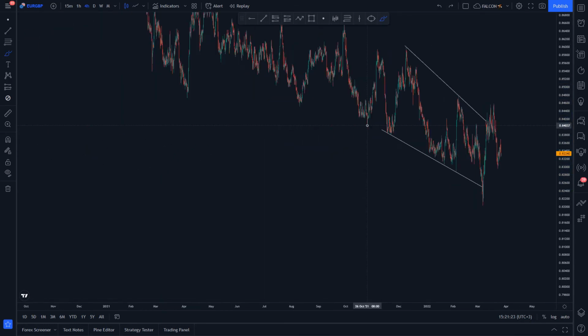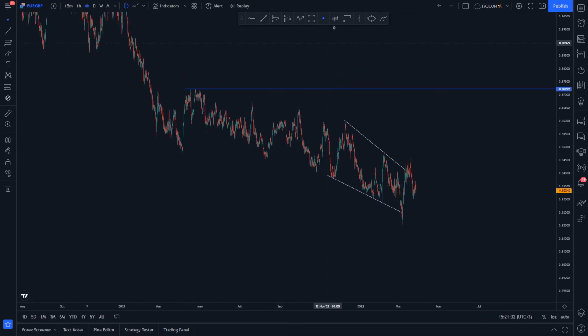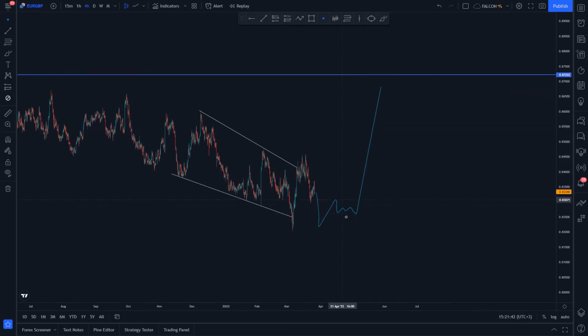But as you can see with Euro GBP, it has a tendency of forming double bottoms. So I won't be surprised if this price pushes back down to these areas before pushing up again. Okay, so I'll be waiting to see if it forms the double bottom, gives us a correction for the continuation to the upside. So I'll be looking to take this pair to the upside.